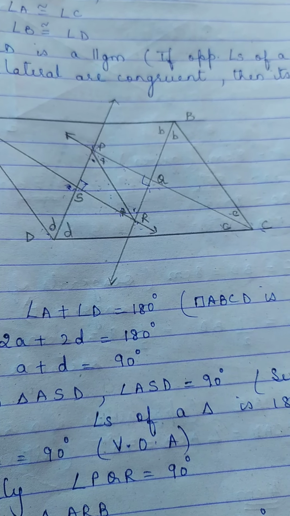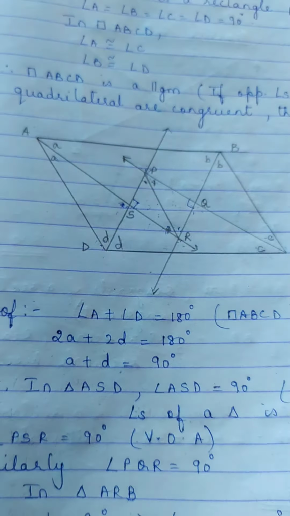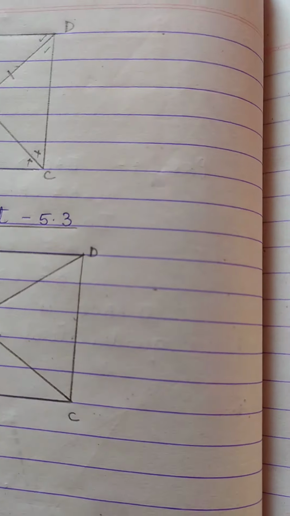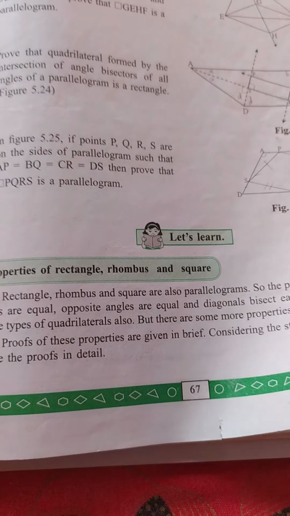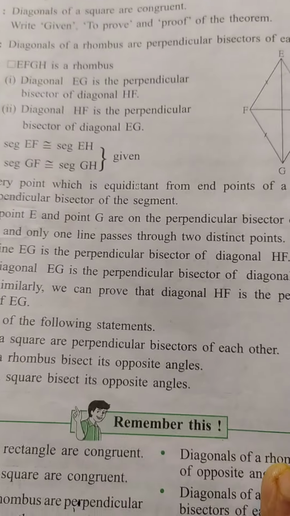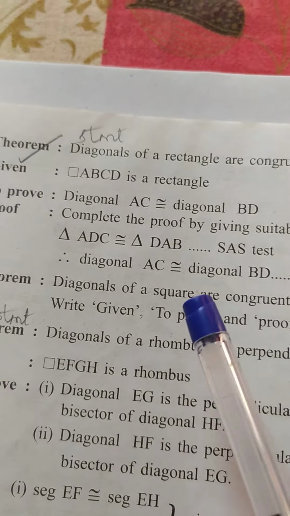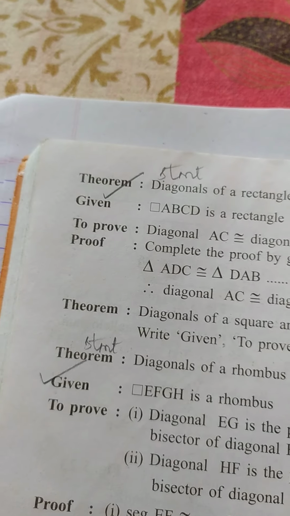We have only 1, 2 and 4 from this exercise. Exercise 5.2, 3 and 5 are not there for you. It is not there in your syllabus for this year. Okay. Now we go to the next topic. In your textbook, page number 67, properties of rectangle, rhombus and square. Go to the next page now. Page number 68. Now here there are few theorems. All of them are important. The proofs have been discussed in a very short method. I'll be explaining to you how and you can write it in your classwork.